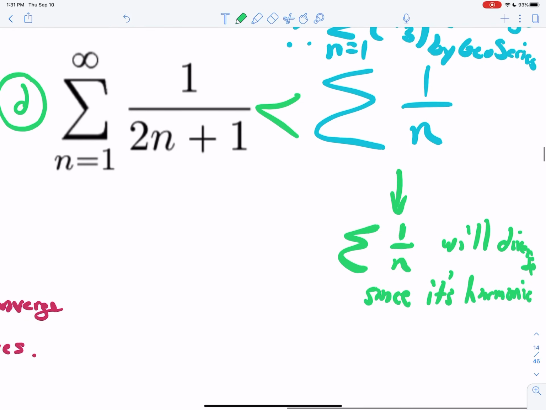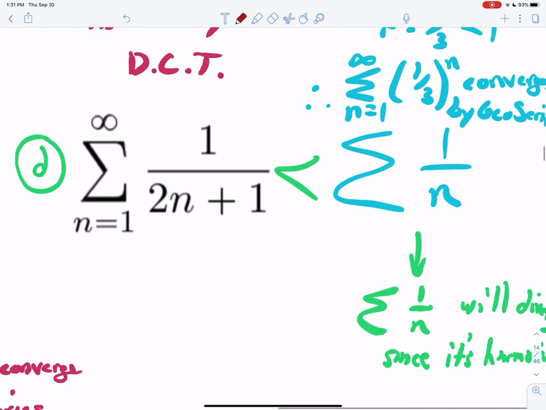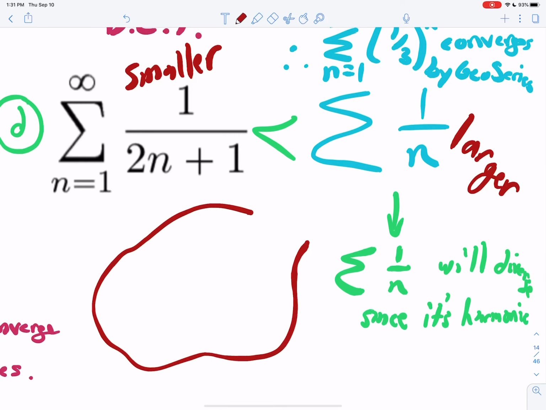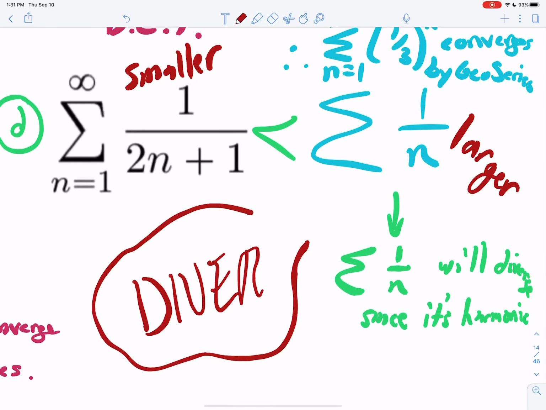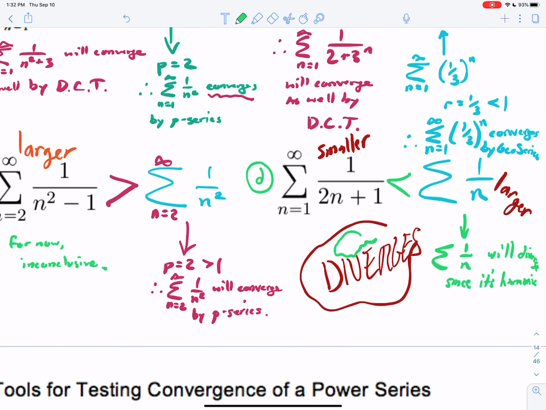Let me label it for you. We established that the one we're comparing to is larger based on our inequality, and this is the smaller one. We just showed that the larger one diverges, meaning it goes on to infinity. So does that guarantee that the smaller one will diverge too? Think about that, and press play when you're ready. If the larger one diverges, does the smaller one diverge as well?